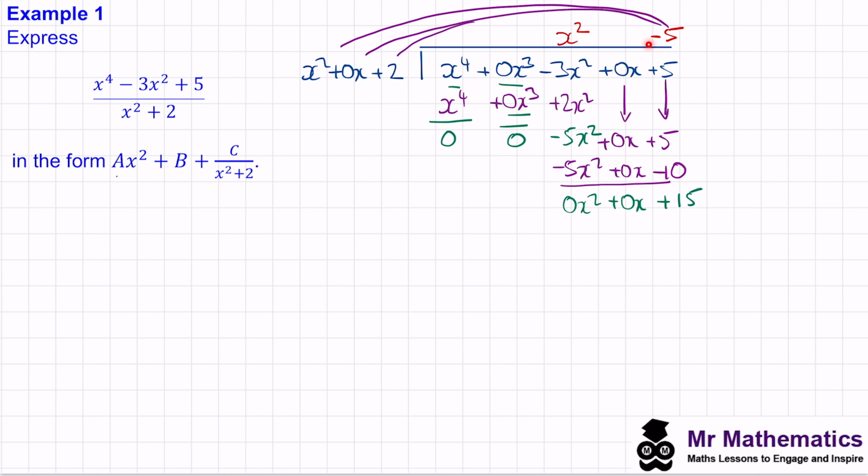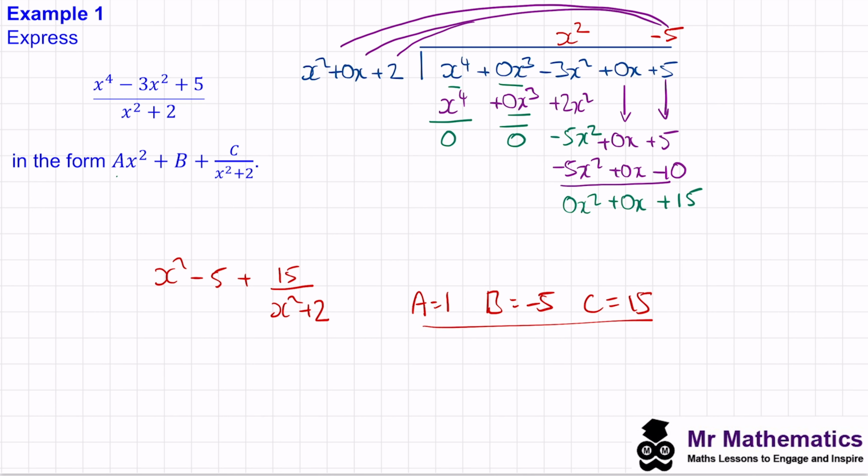So this x squared minus 5 is our quotient. So we get x squared minus 5 plus, then we have our remainder, which is 15. So plus 15 divided by the original divisor, so divided by x squared plus 2. So in this case, a is equal to 1, b is equal to negative 5, and c is equal to 15. Okay? In this example, we didn't need to use partial fractions, but I wanted to show you how to break it down into a polynomial and an ordinary fraction.